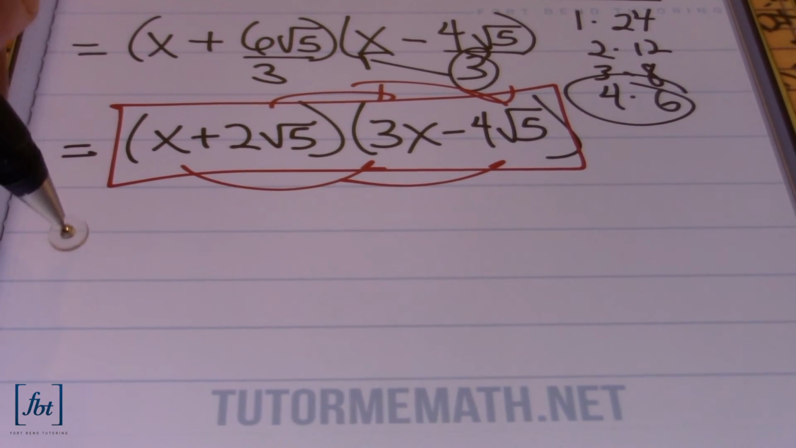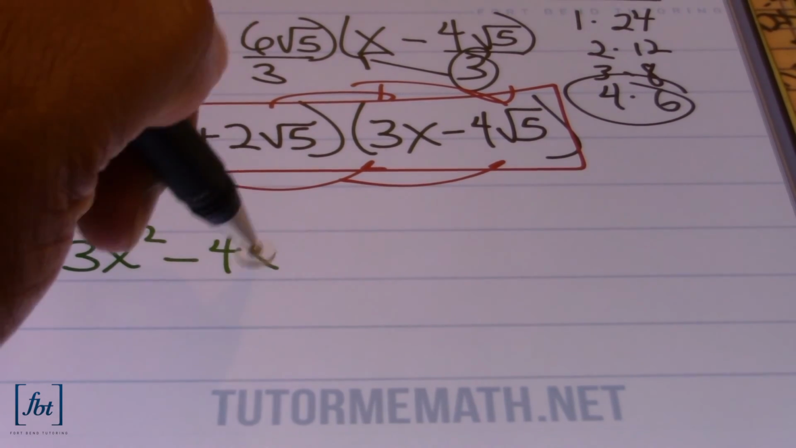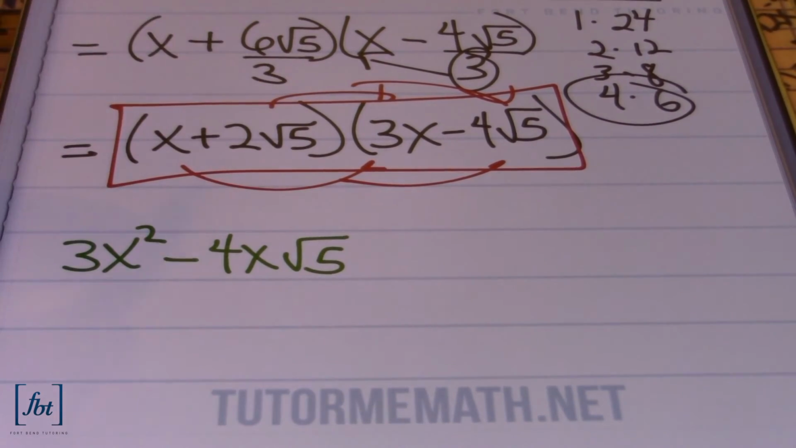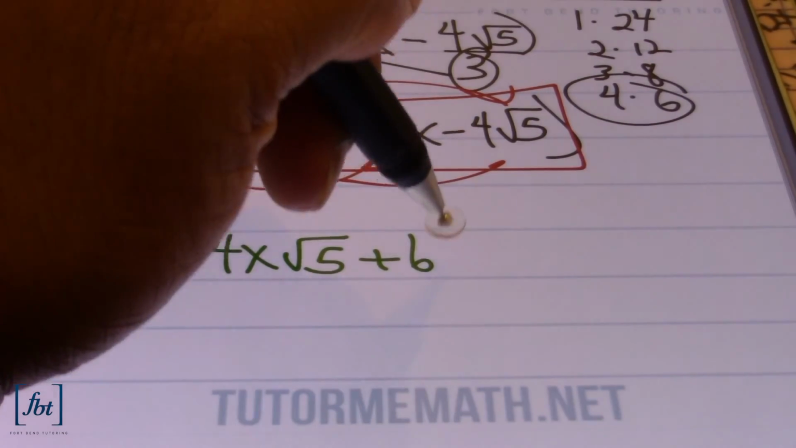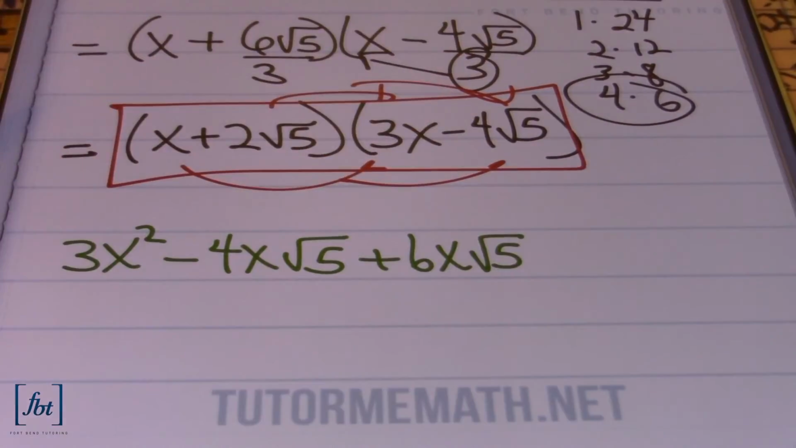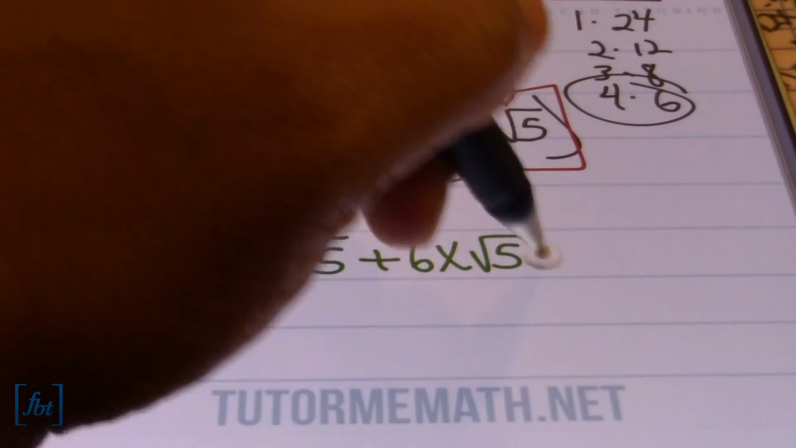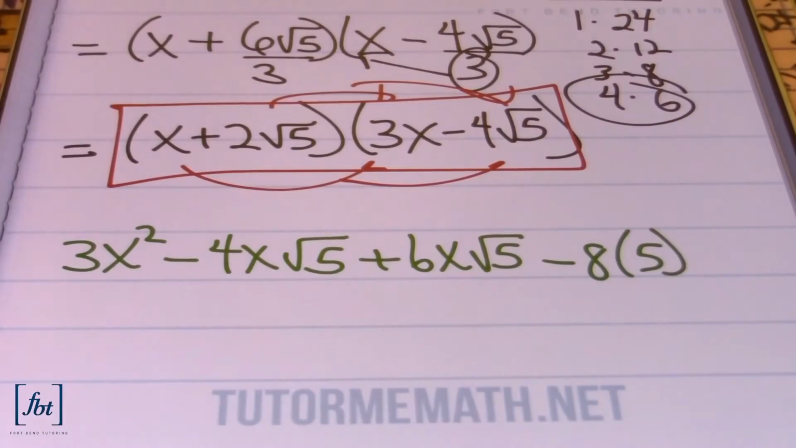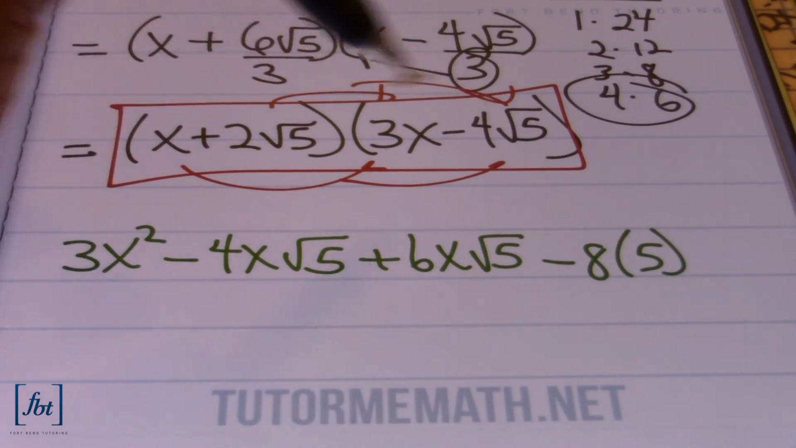X times 3x gives you 3x squared. X times negative 4 square root of 5 gives you negative 4x square root of 5. Then I have 2 square root of 5 times 3x. That gives me a positive 6x square root of 5. And then multiplying 2 square root of 5 times negative 4 square root of 5, I end up with negative 8 times 5. The 2 times negative 4 gave me my negative 8. And then square root of 5 times square root of 5 is 5, because you have the square root of 25, and the square root of 25 is 5.